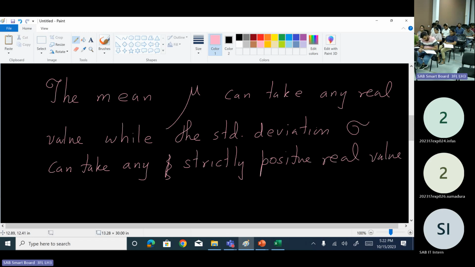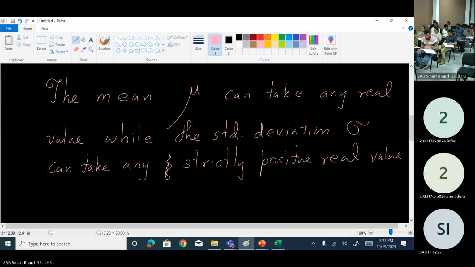Mu can take any real value, from minus infinity to plus infinity, including 0. But standard deviation can take only strictly positive real values. That means negative values are not allowed. 0 is also not allowed because it must be strictly positive. Above 0, anything is allowed.